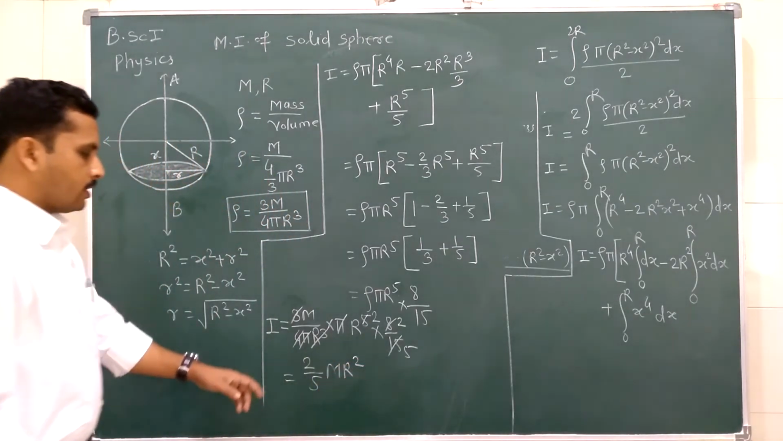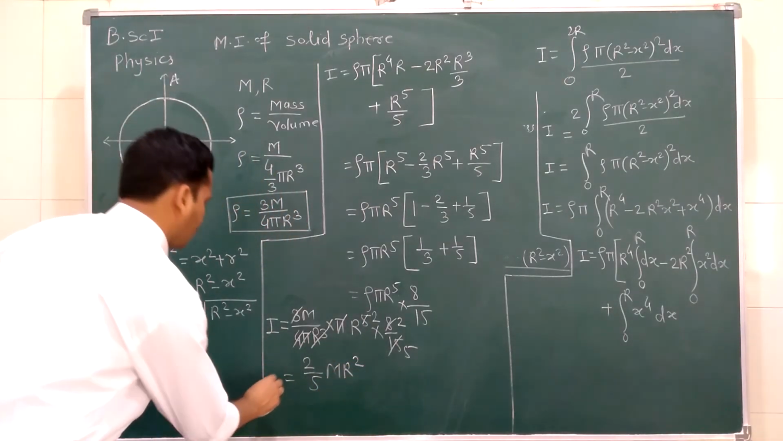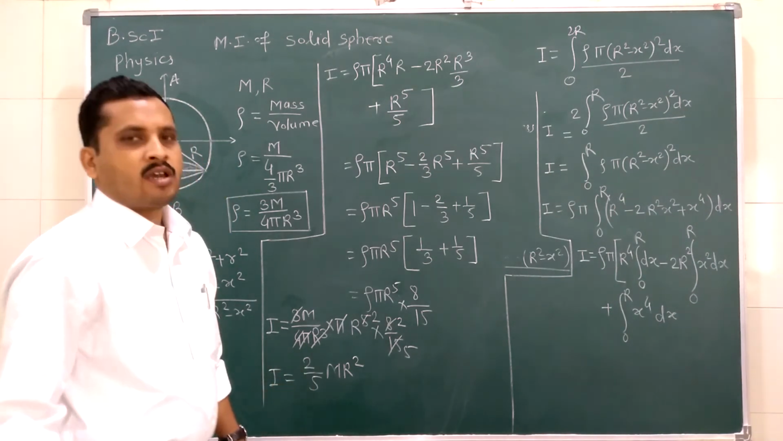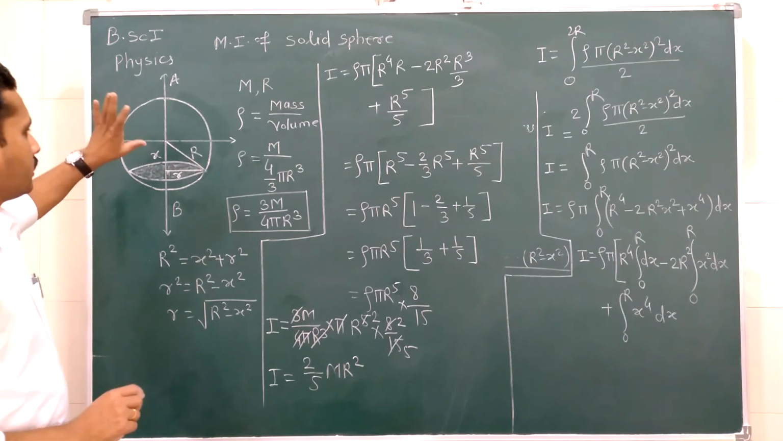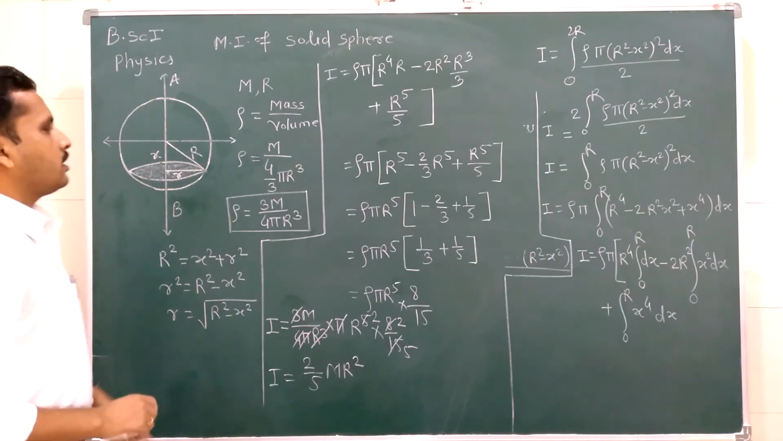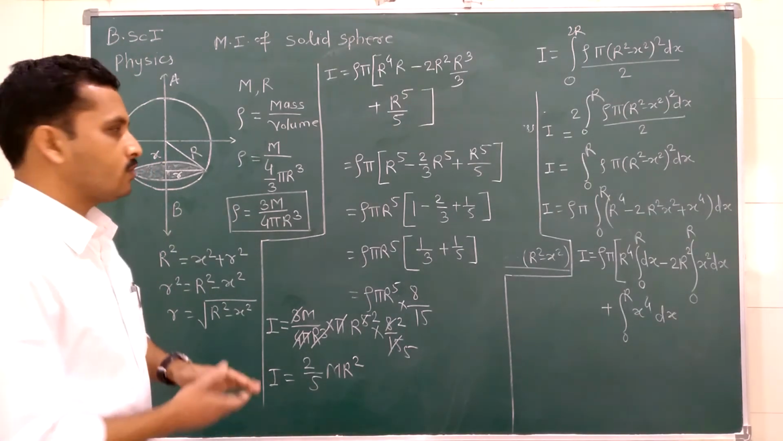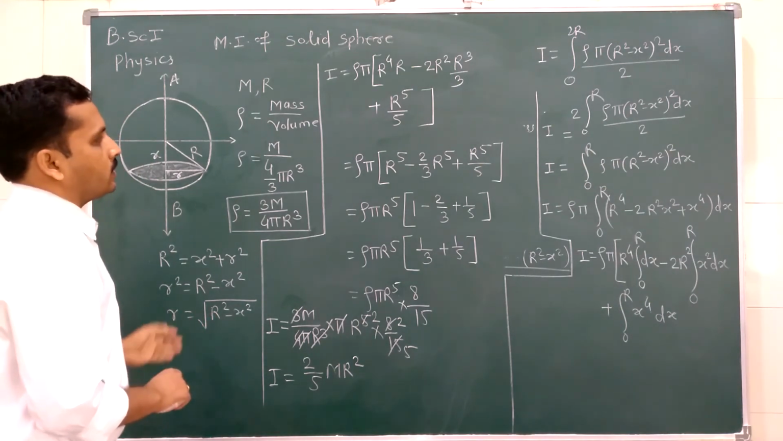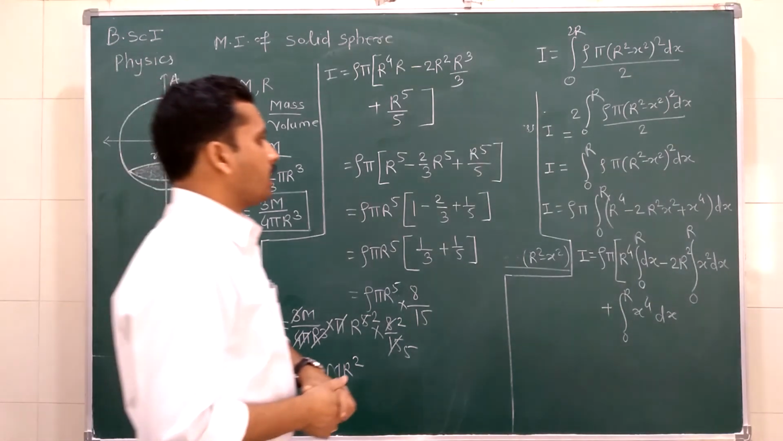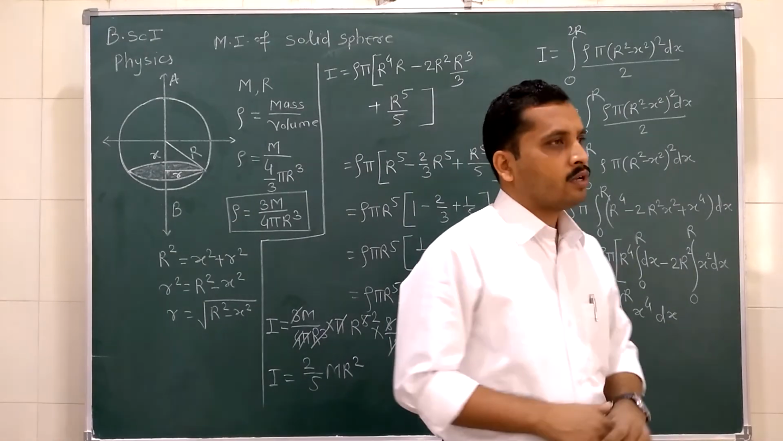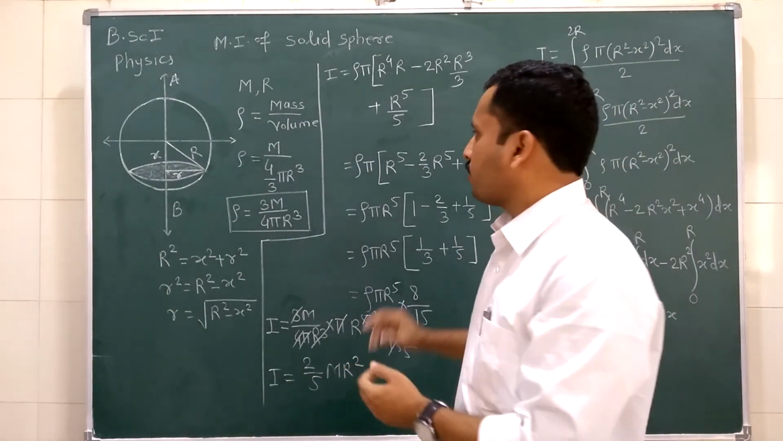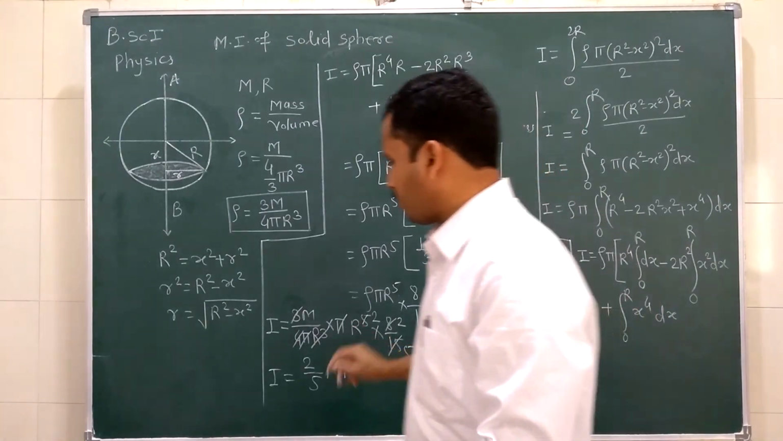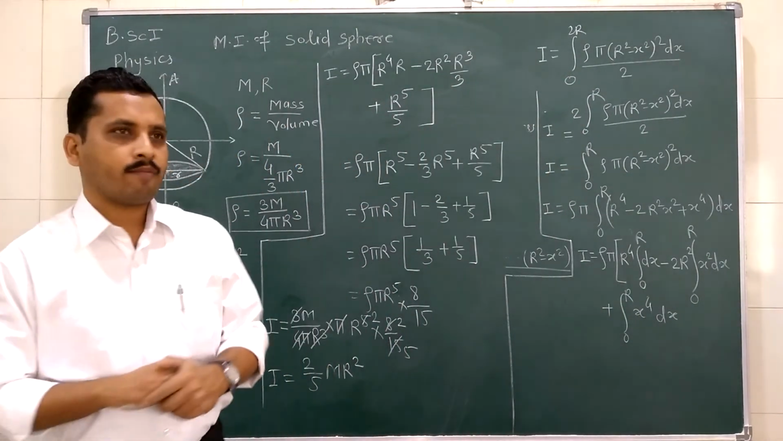So this is the moment of inertia of this solid sphere about the diameter. This is the derivation for the moment of inertia. It is not possible to solve the whole equation on a single blackboard, so we are going to erase this equation. Okay, this is the final equation, 2 by 5 m r square.